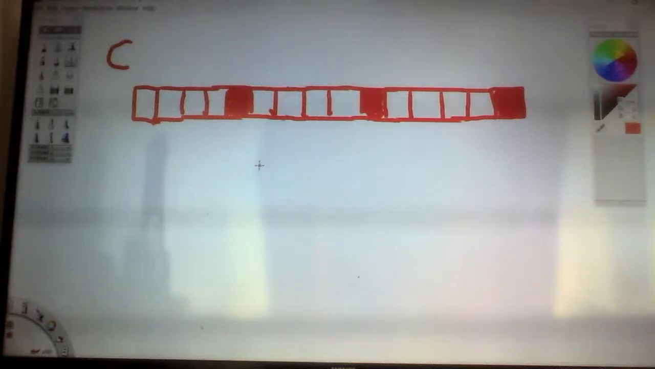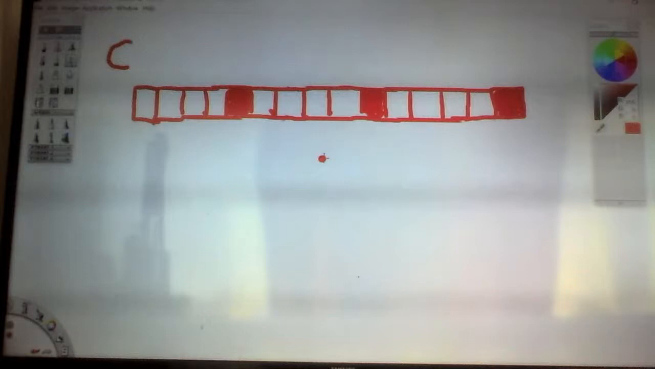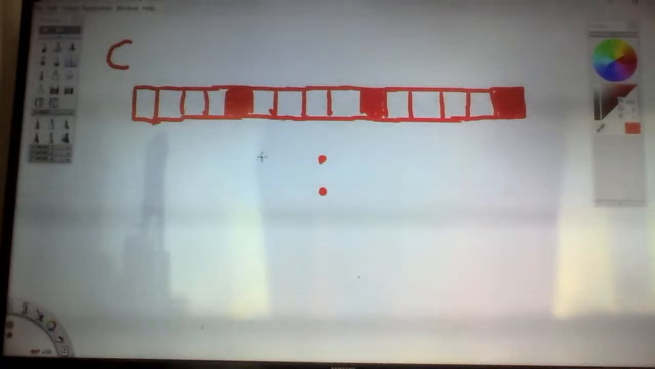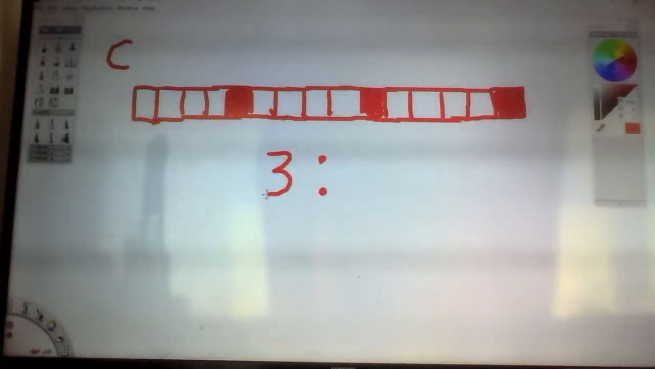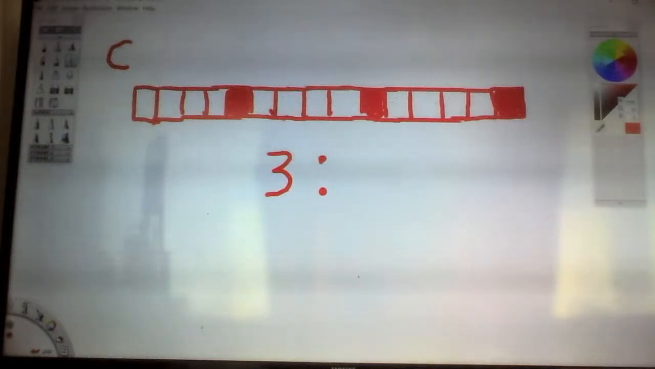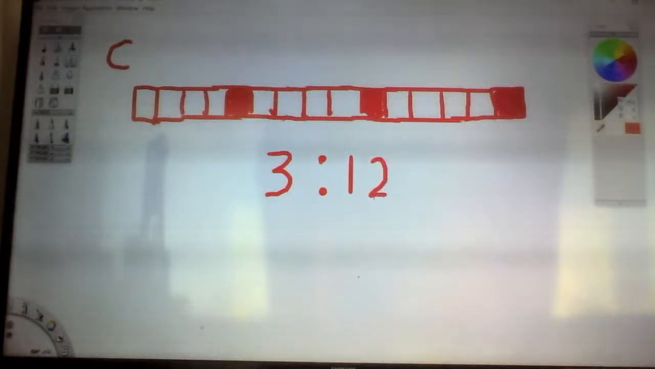Well, question C, what's the ratio of black tiles to white tiles? We're going to get our ratio symbol in there. Black tiles, 1, 2, 3. There's that. Simple as that. White tiles, 1, 2, 3, 4, 5, 6, 7, 8, 9, 10, 11, 12. Number 2.